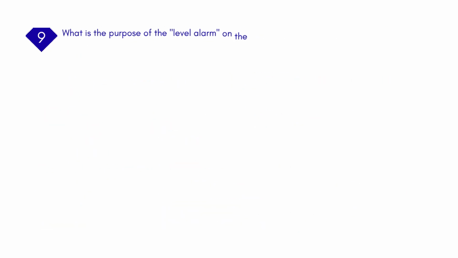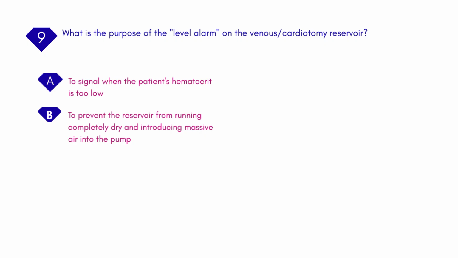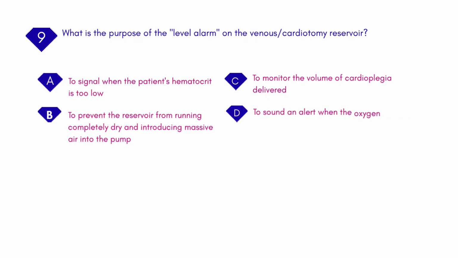What is the purpose of the level alarm on the venous/cardiotomy reservoir? A. To signal when the patient's hematocrit is too low. B. To prevent the reservoir from running completely dry and introducing massive air into the pump. C. To monitor the volume of cardioplegia delivered. D. To sound an alert when the oxygen cylinder is empty.